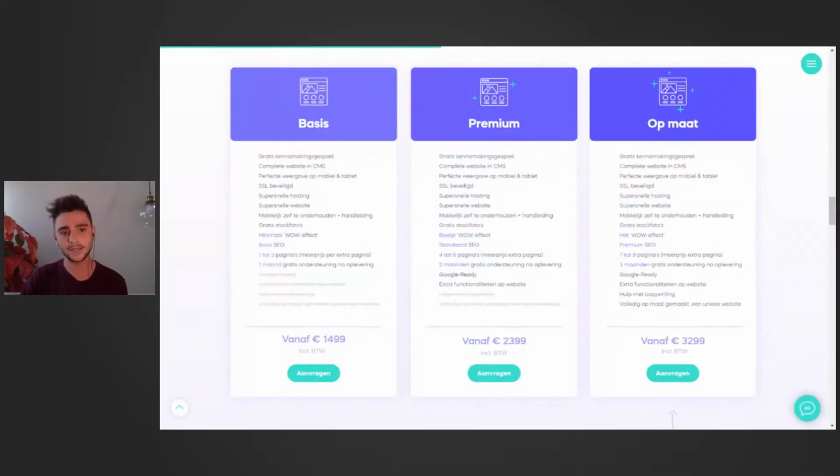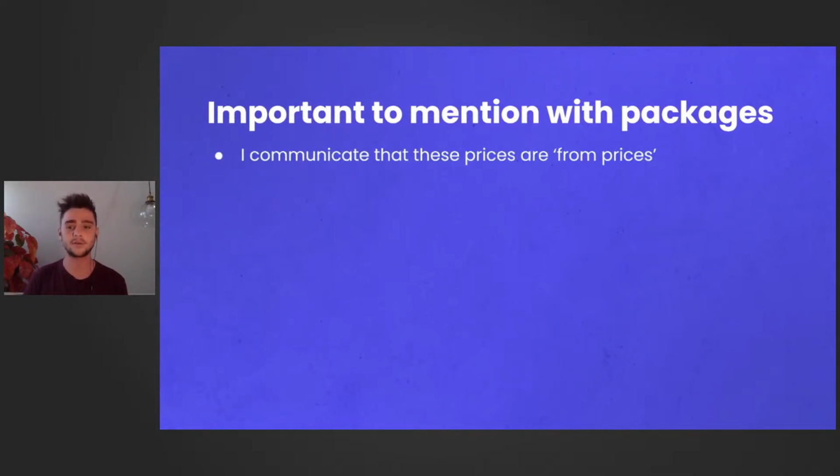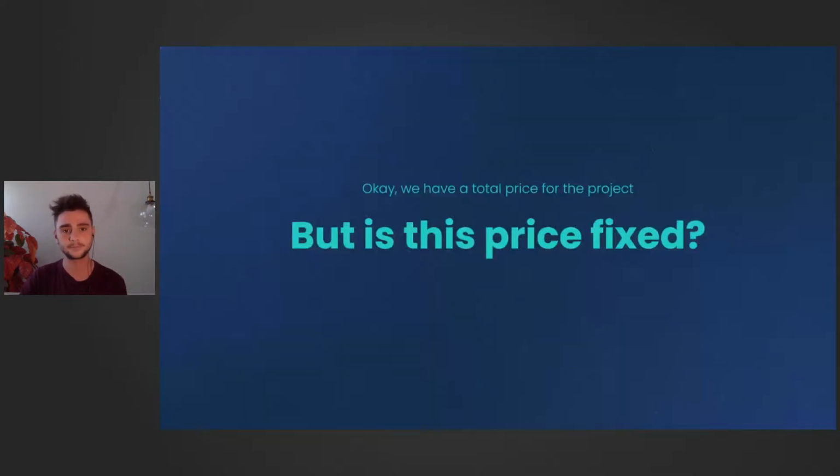So here you see 3 packages that I offer on my websites. You have basic, premium, and custom made, like tailor-made. And so the clients can see right away in what area they can think of in terms of money. What's important to mention if you offer these packages is that I communicate the prices are "from" prices, and beneath the packages it says the rates are price indications. As every project is different, the final price will vary. So the client knows the price is not fixed, and there will be unique pricing plans for them for each project.